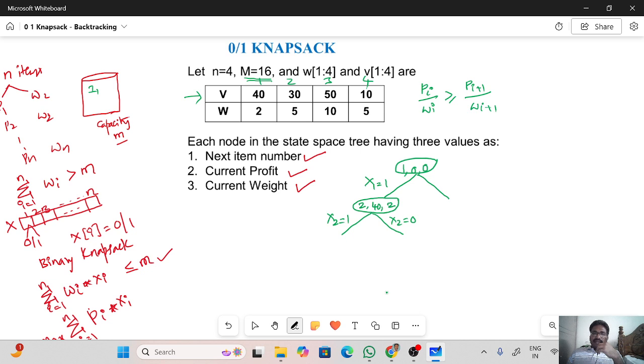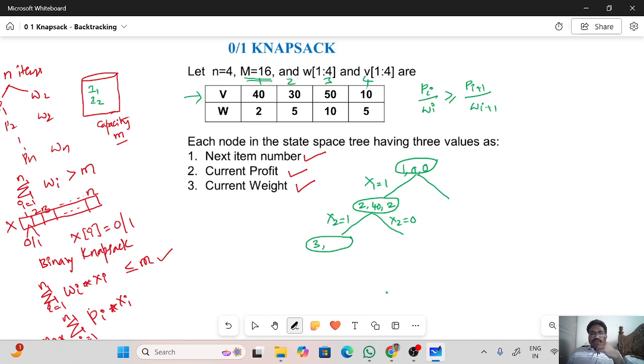My dear, it is a backtrack process. When the left is fully complete, then only go for the right and so on. So that's why I am going to construct the tree like this. So the next decision is for item 2. What does that mean? I have placed item 1, and now I want to place item 2 also in the knapsack.